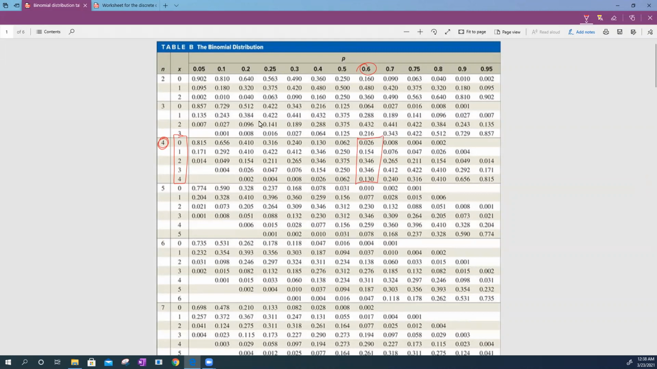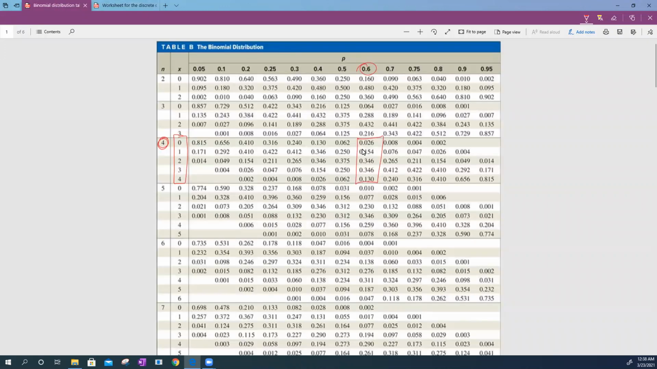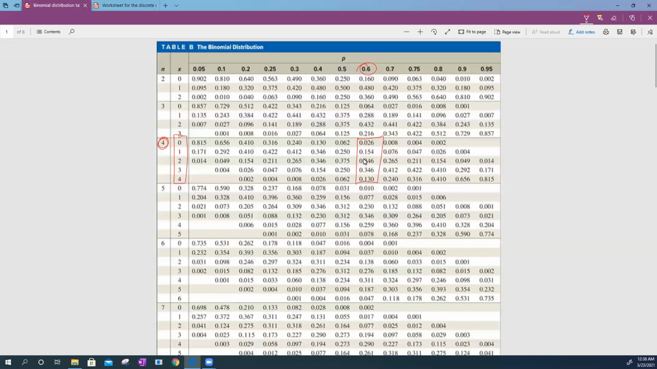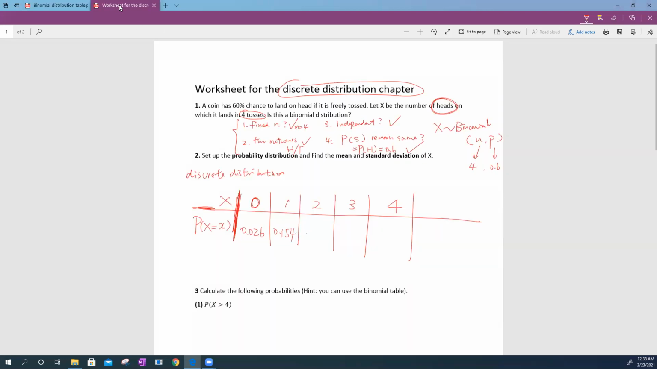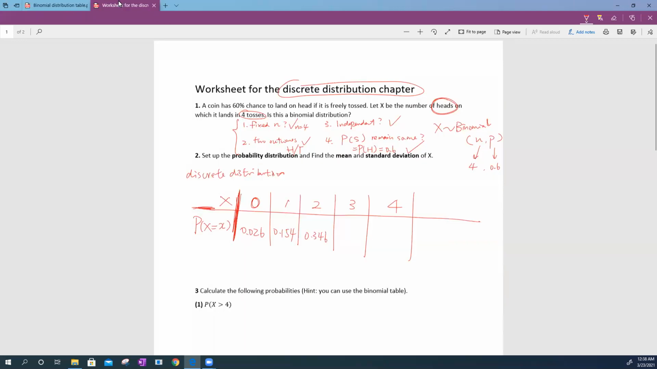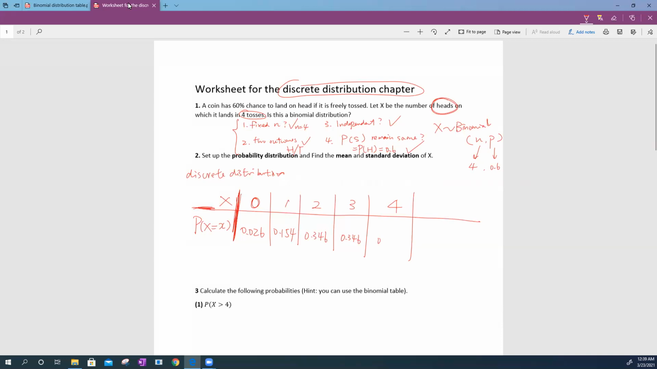So we have 0.026 for the probability of x equals 0, 0.154 for the probability of x equals 1. We have 0.346 for the probability of x equals 2, and 0.346 for the probability of x equals 3. And the last one is 0.13 for the probability of x equals 4.